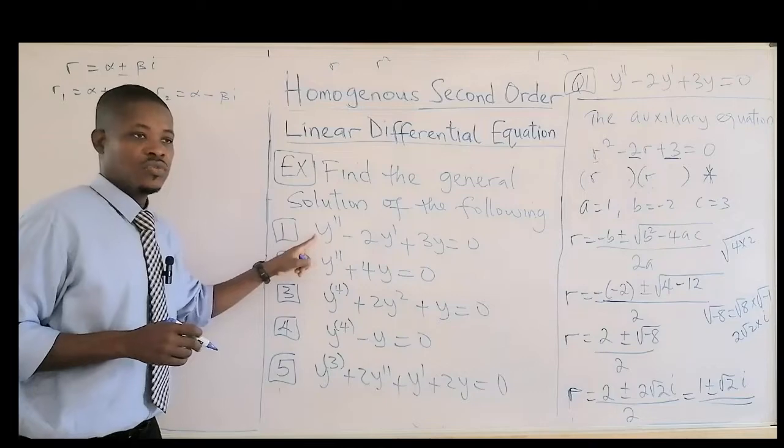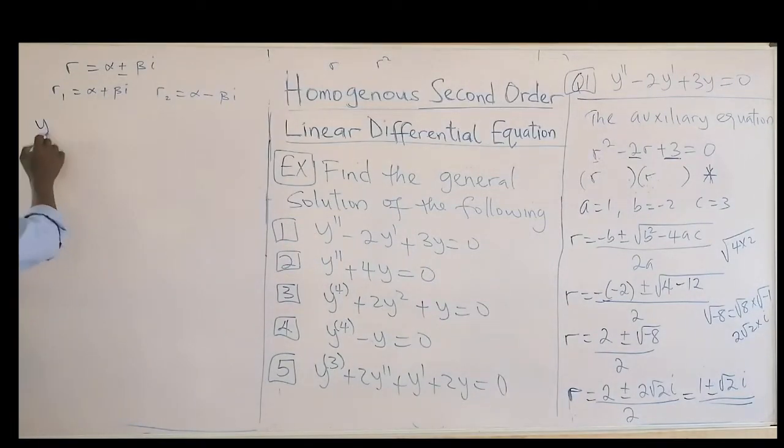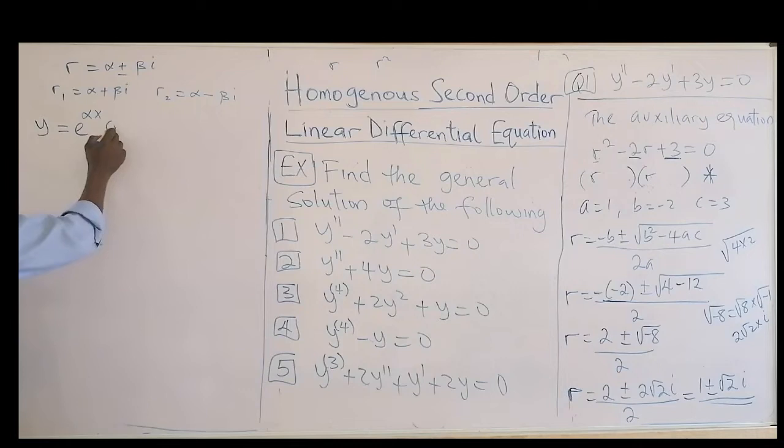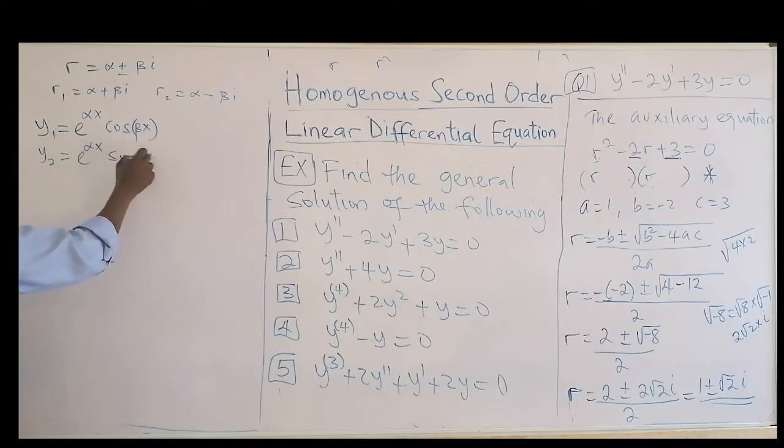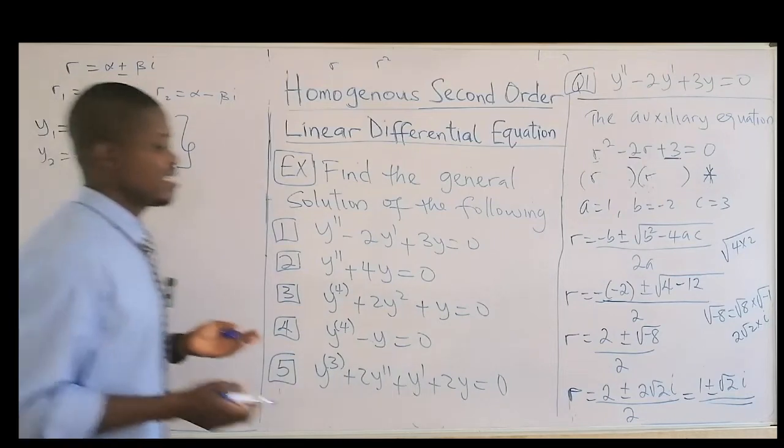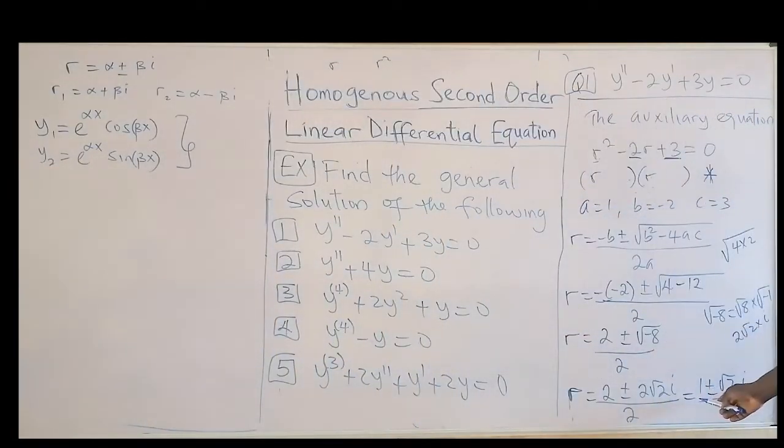We said in that case that your roots will be alpha plus or minus beta i, which means your r1 is alpha plus this, and r2 is alpha minus this. Don't forget that the solution is y1 equal to e to the alpha x cos beta x, and your y2 will be equal to e to the alpha x sine beta x. That's for the complex roots. So these are your solutions for the differential equation. Which one is your alpha, and which one is your beta? Your alpha is the real part of your complex root.